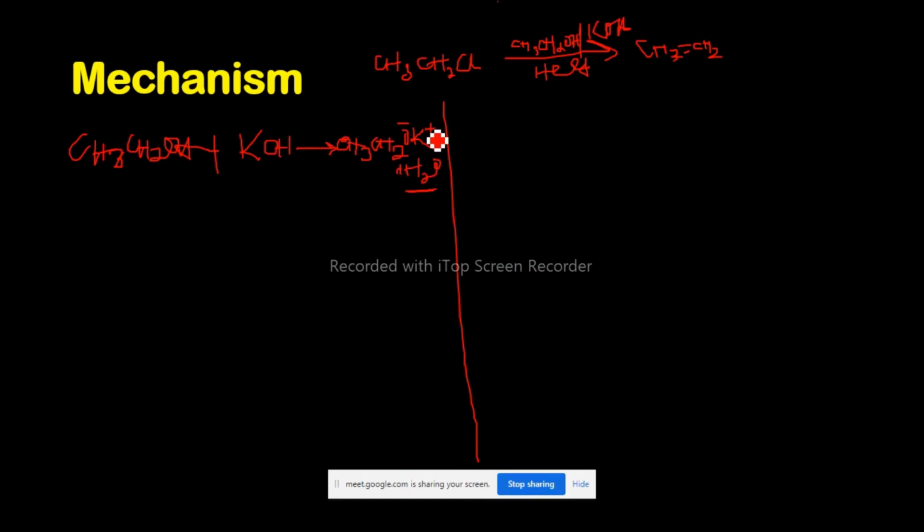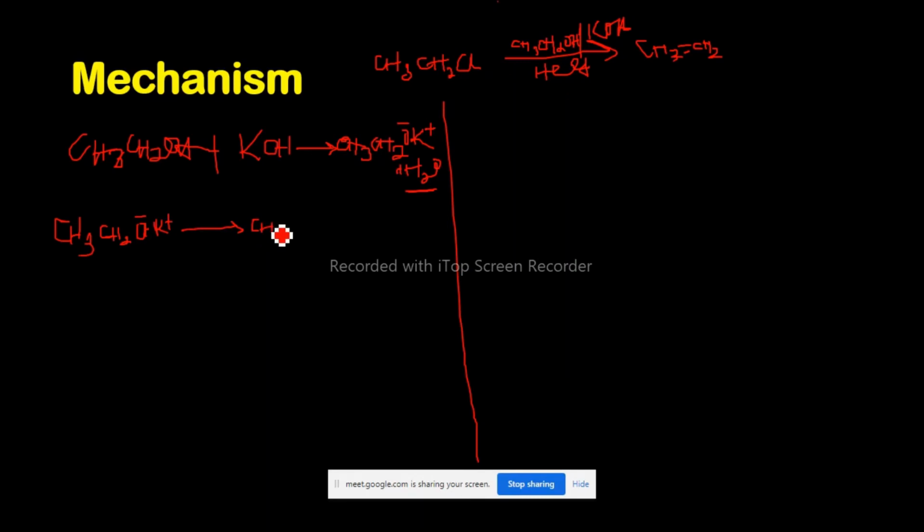Now after this, what next? The potassium ethoxide is a strong electrolyte. Being a strong electrolyte means it will undergo complete ionization or complete dissociation. This is O, this is potassium, and this is our minus. It will dissociate to give you the ethoxide ions.